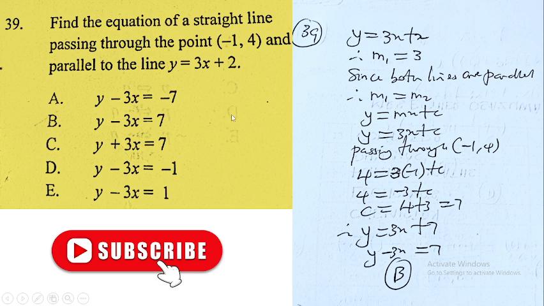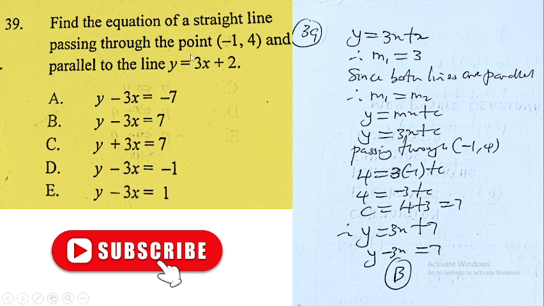Question number 39 is the next question. Find the equation of the straight line passing through the point -1,4 and parallel to the line y equals to 3x plus 2. Now question number 38 and question number 39, they are on coordinate geometry. I forgot to tell you the topic for that. They are both from coordinate geometry.